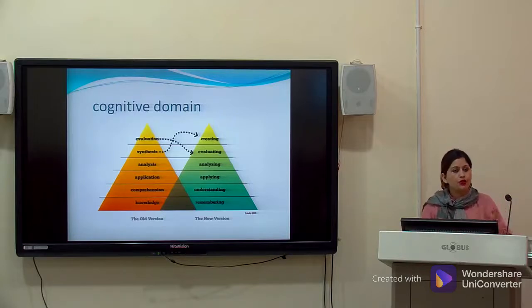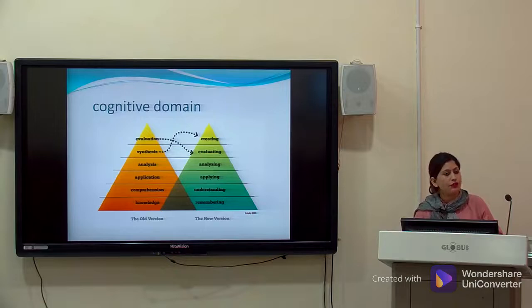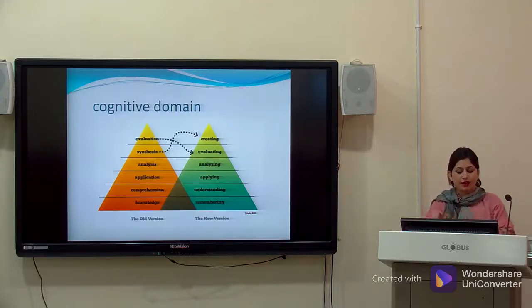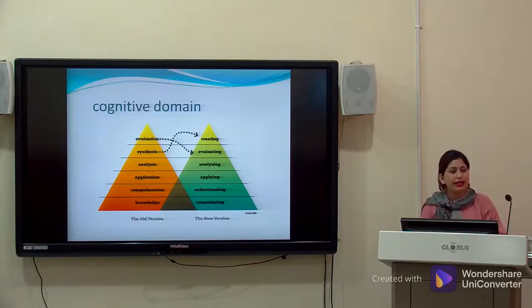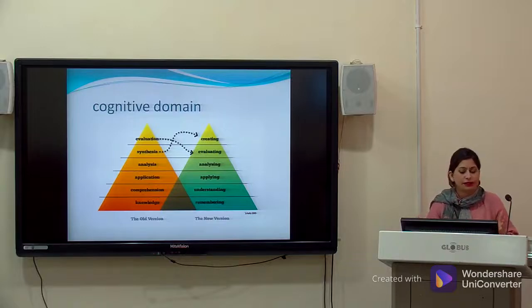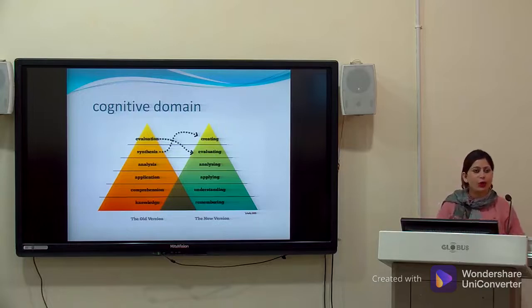So if we look at the cognitive domain, there are two versions, the old version and the new version. In the old version, as I said, it includes three lower levels: knowledge, now called remembering; comprehension, now called understanding; application, now called applying. These three in the hierarchy, in the pyramid, are the lower levels of thinking. After completing these lower levels of thinking, the person reaches the higher level of thinking, which are the HOTS of learning. This analysis is now called analyzing; synthesis, now called evaluating; and evaluation, now called creating.